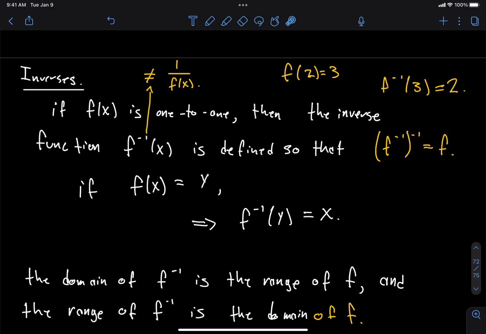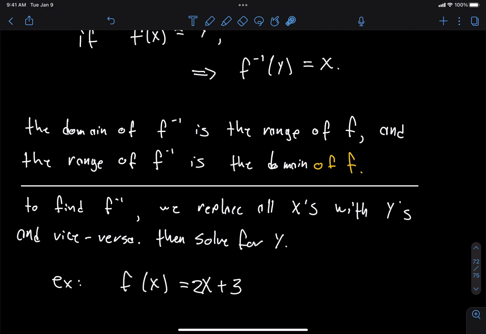The inverse function is defined so that if I have a given input, x, and I plug that into the function, I get y, then if I take y and plug it into the inverse function, it will give me back the associated input, which would give me y if I were to plug it into f. So f inverse of y equals x if f of x is equal to y.